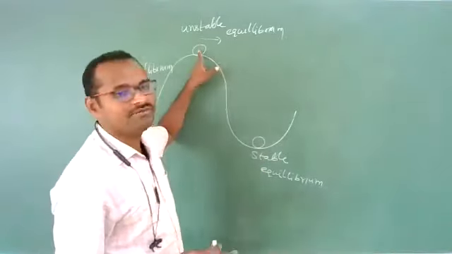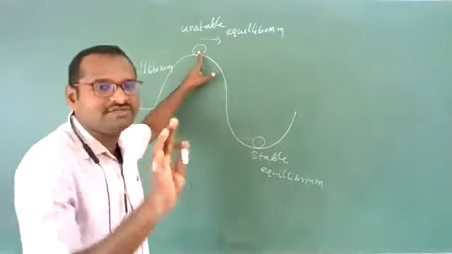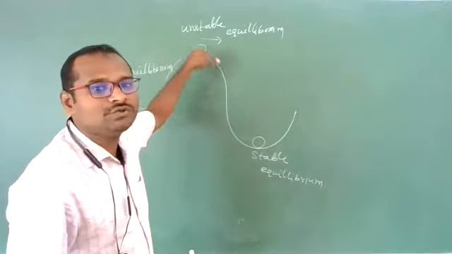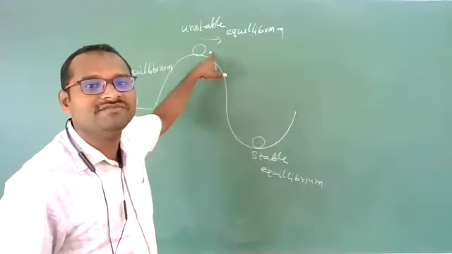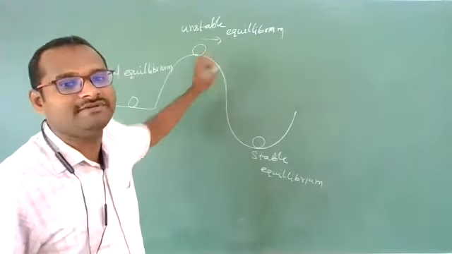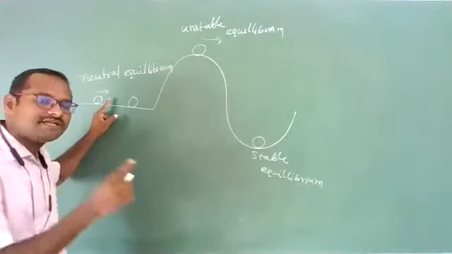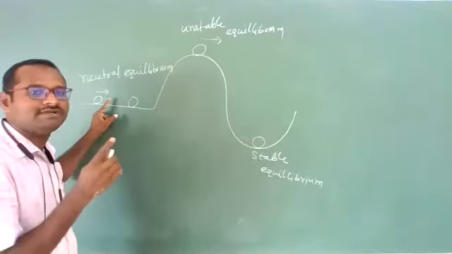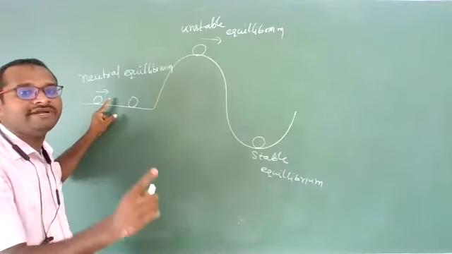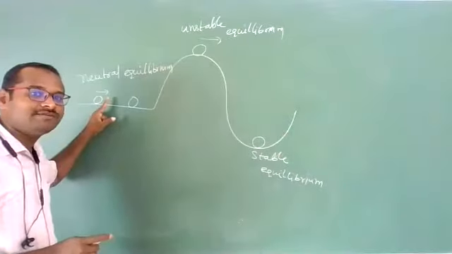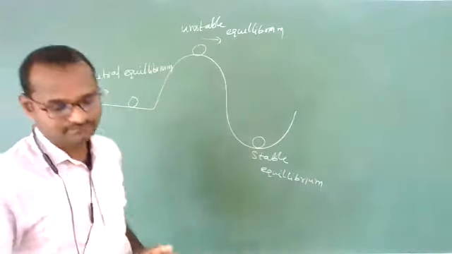If net force acting on an object is zero, and if you displace it from that equilibrium position, and the object continues to be in motion, then the type of equilibrium is called unstable equilibrium. If net force acting on an object is zero, and if you displace that object from its equilibrium position, then if the object attains a new position and stays there, then the type of equilibrium is called neutral equilibrium.